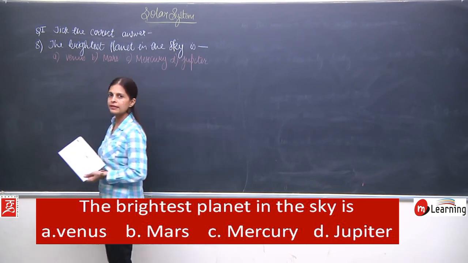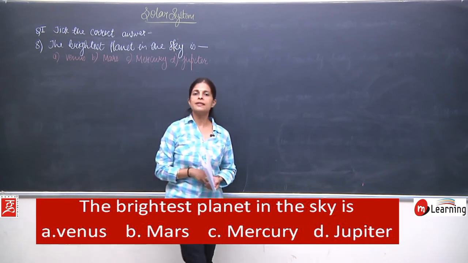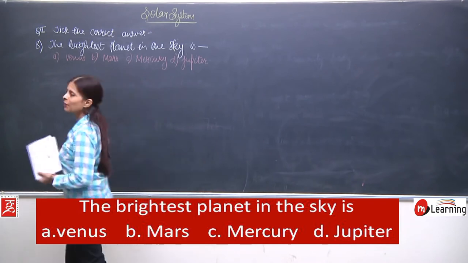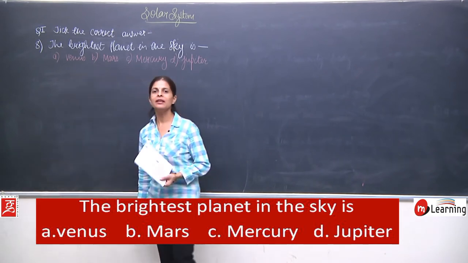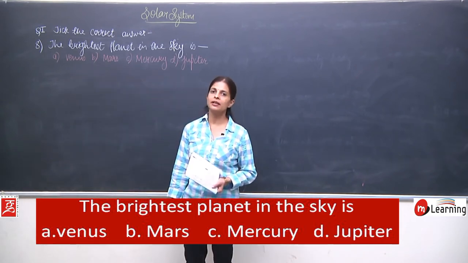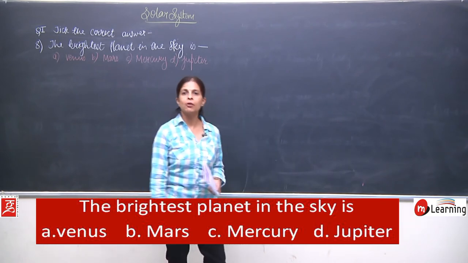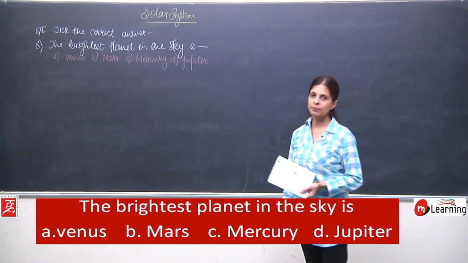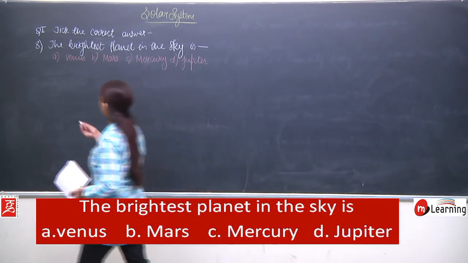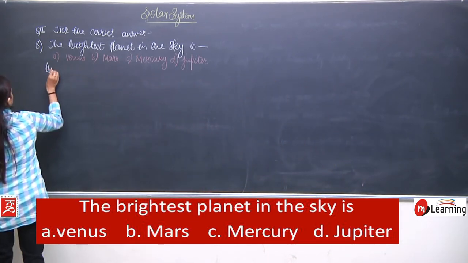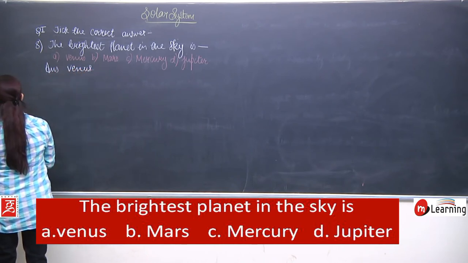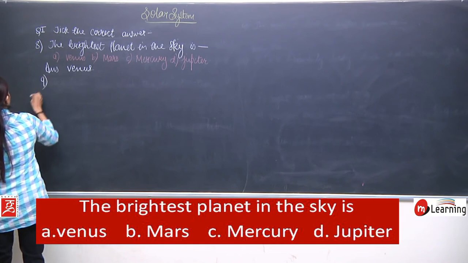And children, the correct answer is Venus. Venus is the brightest planet which can be seen in the sky. It's known as the morning and evening star also. And Venus is what? It is the brightest planet. So that is what? Venus.